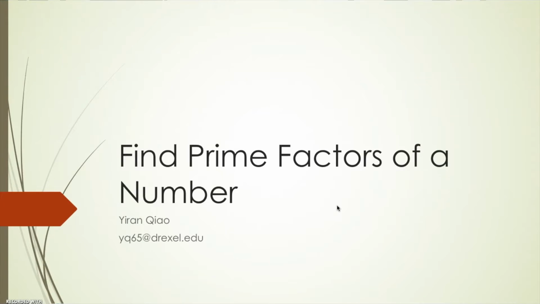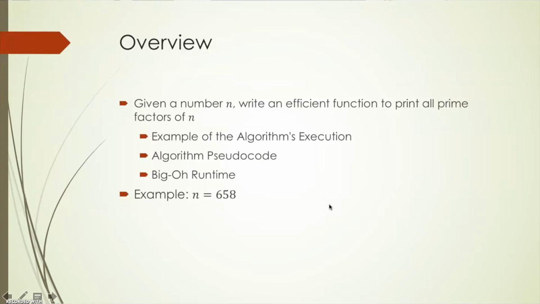I'm on topic 3, which is find prime factors of a number. So first, let's do a quick overview. If we are given a number n, we have to write an efficient function to print all prime factors of n. I'll go over the three sections in my speech, and I will take n equals 658 as my example.